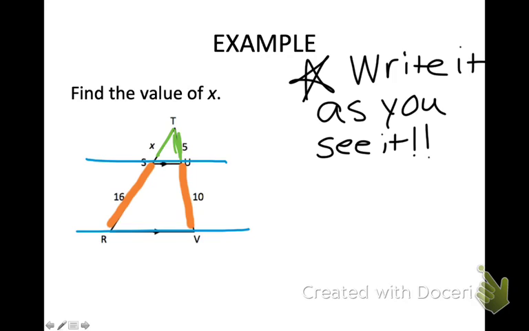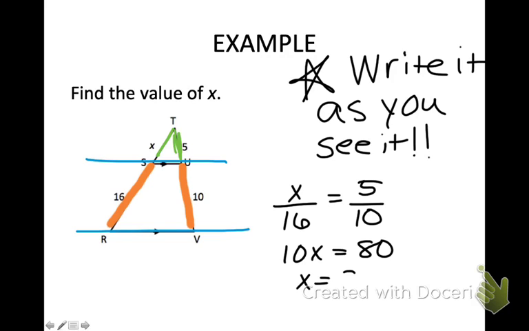So, do you see a proportion of x or green over orange? Yeah, I could do x over 16 because isn't x kind of literally over the length of 16? And what would you put 5 over? 5 over 10. Good. Can we cross multiply and solve that? Hopefully. That gets me 10x is equal to 80, so x is equal to 8. Write it as you see it. Now we can flip it.